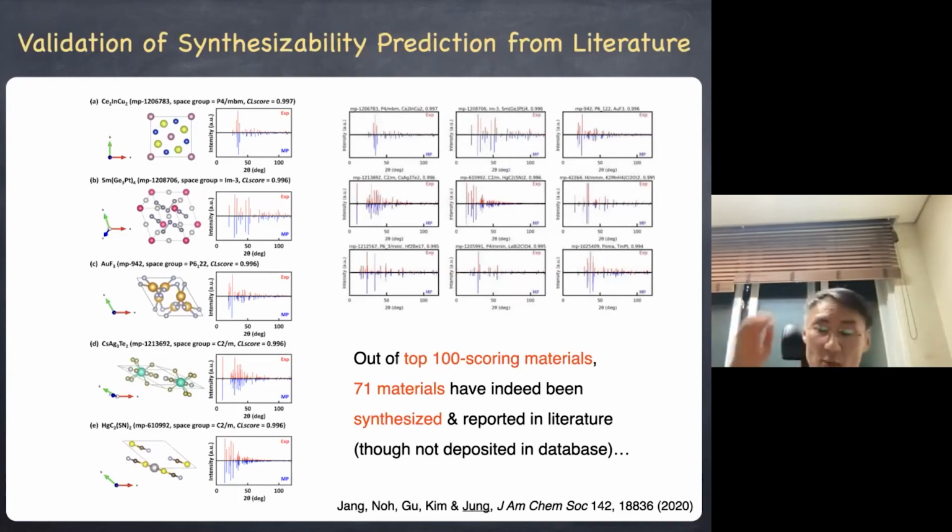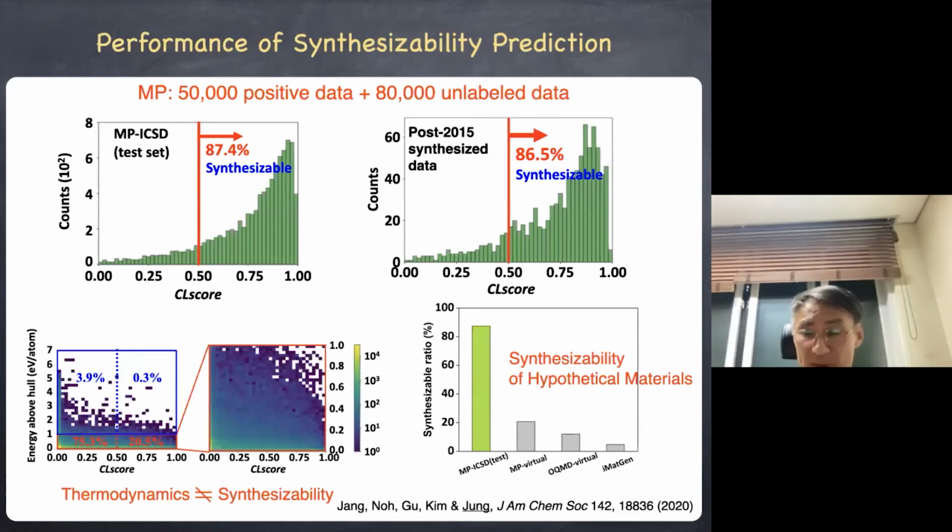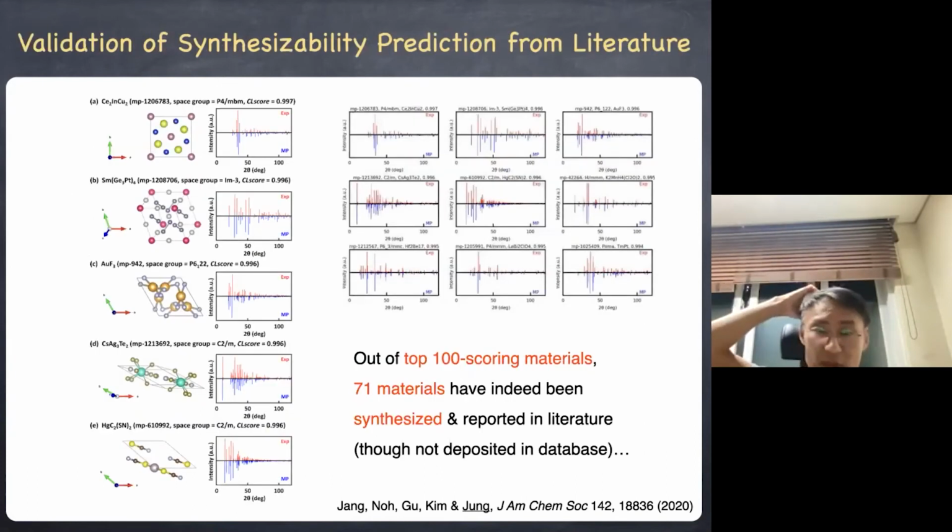To further validate our model, out of this 80,000 hypothetical data, we ranked them according to the synthesizability score and explored whether any of the top 100 hypothetical materials have been synthesized in literature. We find that about 70% of them have indeed been synthesized. These have been reported in literature, but they have not been deposited in the database yet. So this shows that the validity of the model is very reasonable, and this could be taken as another validation.